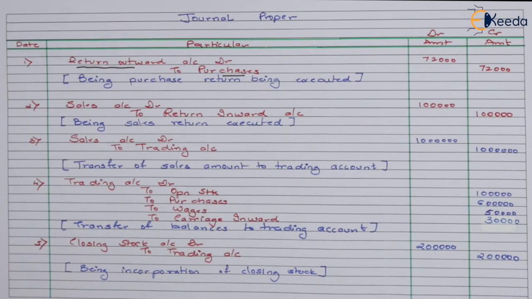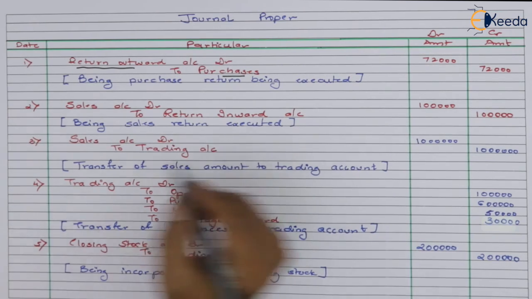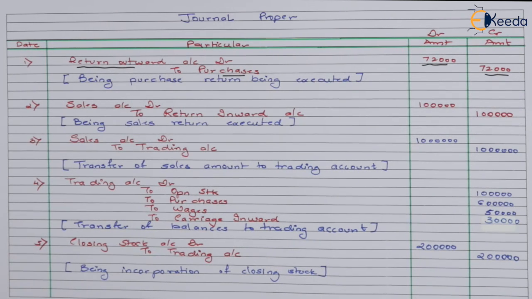Return outwards account debit to purchases. If we can see that we have subtracted return outwards in the trading account, or purchase returns in the trading account from purchases, that is the same entry. Purchase account has a debit balance. If you have to subtract it, purchase has to be mentioned on the credit side. That has been mentioned here, and whatever item you're subtracting has to be mentioned on the debit side. So we have mentioned that same entry here. The amount that has been subtracted here comes to 72,000, so accordingly it has been mentioned.